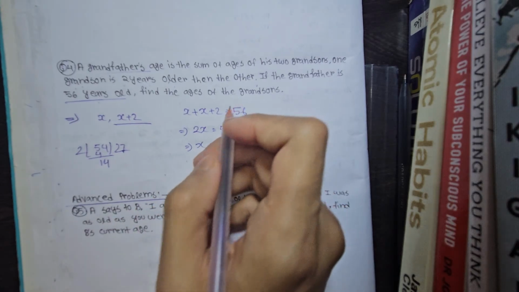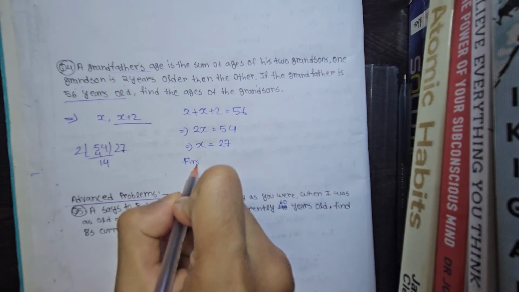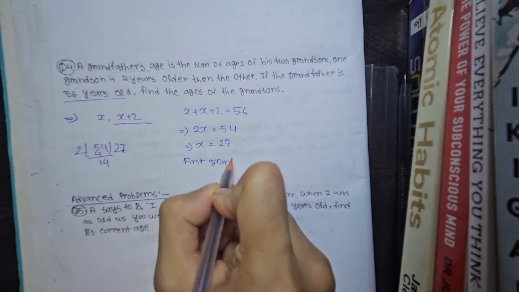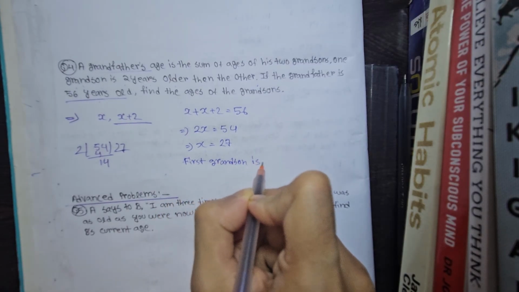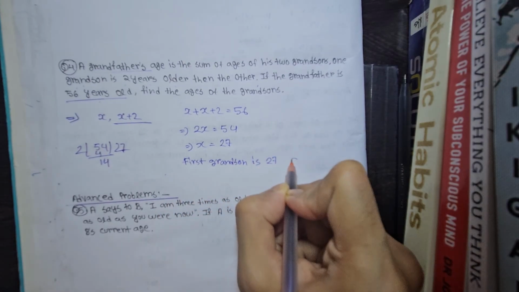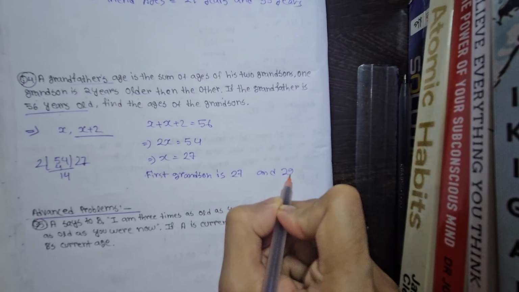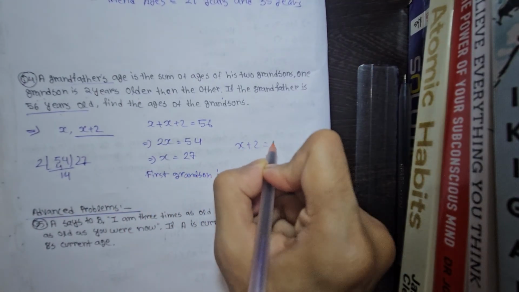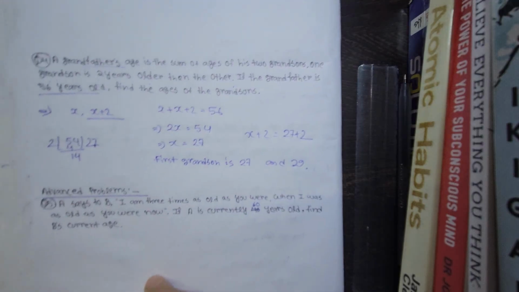So the first grandson is 27 and the other is 29, because x plus 2 equals 27 plus 2.